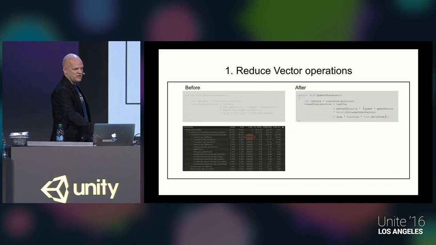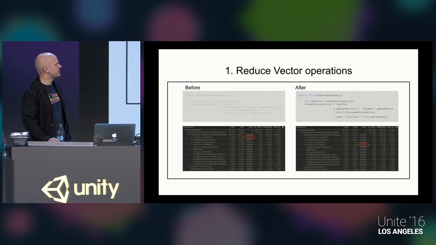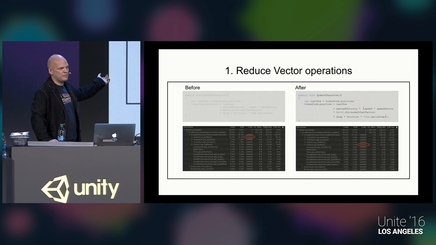So my first optimization would be to reduce those vector operations. And you can see the script on the right. The only thing I've done is I've put in a parenthesis that makes sure that all the floats are multiplied together before the vector. And if you look at the profiler, it has gone from 600,000 multiplications to 100,000.